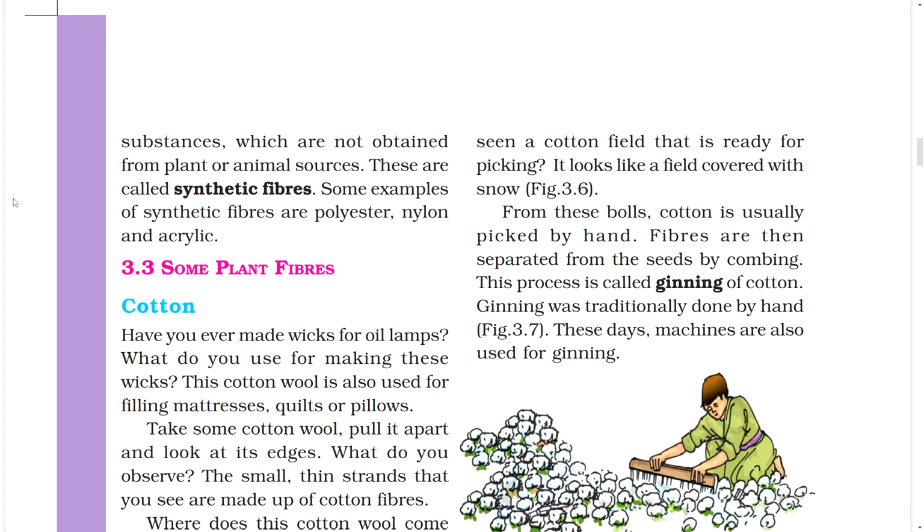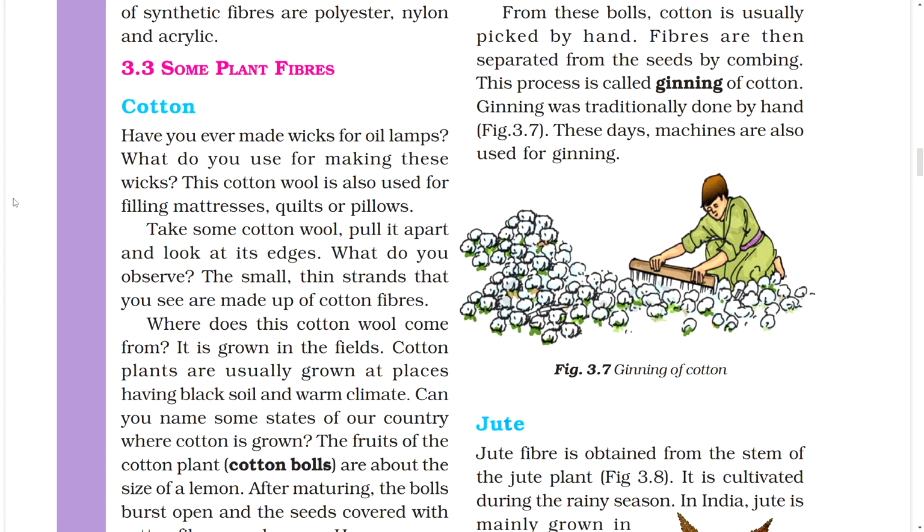Fibers are then separated from the seeds by combing. This process is called ginning of cotton. Ginning was traditionally done by hands. Figure. These days, machines are also used for ginning. Ginning of cotton.